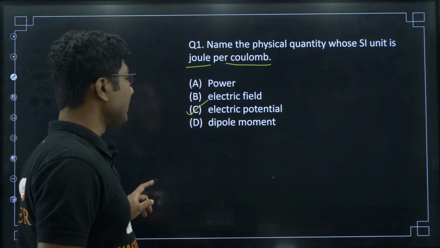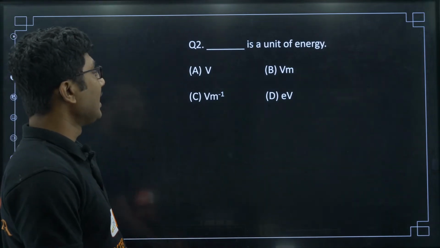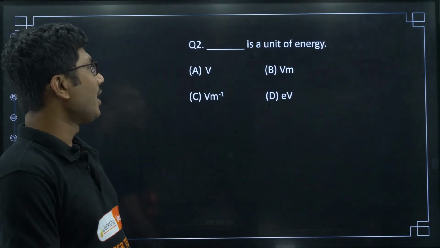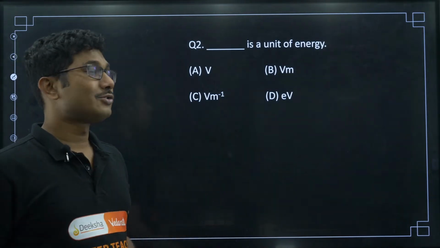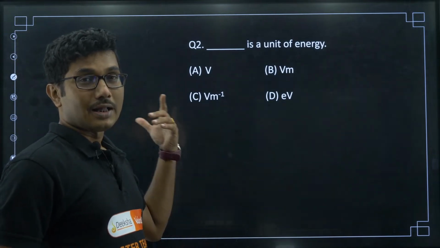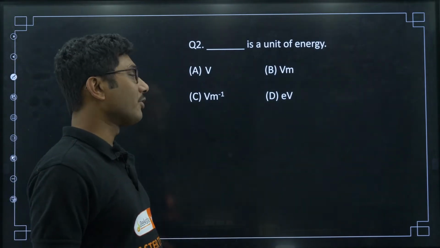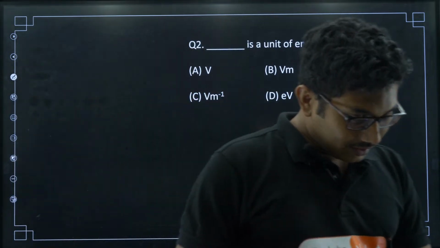First few questions I think should be easy for you. Next question is: dash is a unit of energy. Another easy question, even though it is not directly related to this chapter exactly, the concept actually comes from this chapter only. So, that is the hint I gave you.